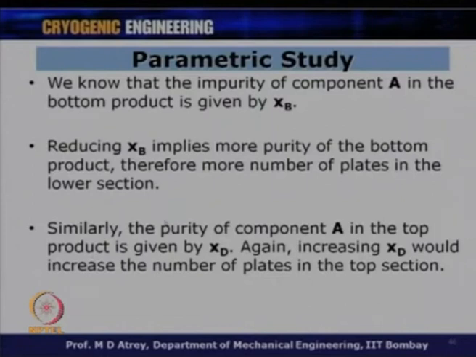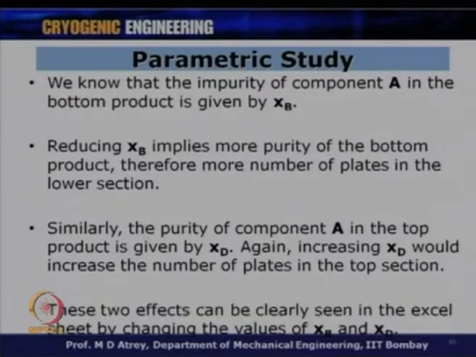So, XB is to be lowered or XD to be increased, which is 0.97 to 0.99 or so, will have more number of plates. Similarly, the purity of component A in the top product is given by XD. Again, increasing XD would increase the number of plates in the top section. So, increasing XD or decreasing XB would result in more number of plates. These two effects can be clearly seen in the Excel sheet. This is again a very important decision that will change the number of plates, which we can see from the Excel sheet.